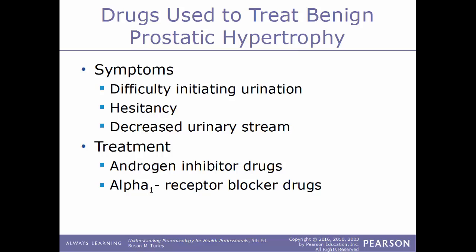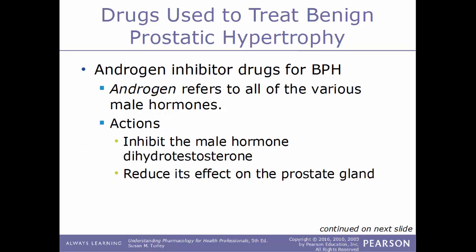Some common symptoms of BPH: having difficulty in initiating the urination stream, having hesitancy while urinating, and having a decreased urinary stream. Some treatments for BPH will include androgen inhibitor drugs and also alpha-1 receptor blocker drugs. When it comes to androgen inhibitor drugs to treat BPH, the term androgen refers to all of the various male hormones. So it's not just one specific hormone, it is all of them. The way that this class of drugs works is they inhibit the male hormone dihydrotestosterone. By inhibiting this hormone, it will reduce the effect on the prostate gland, so it will cause the swelling to go down.